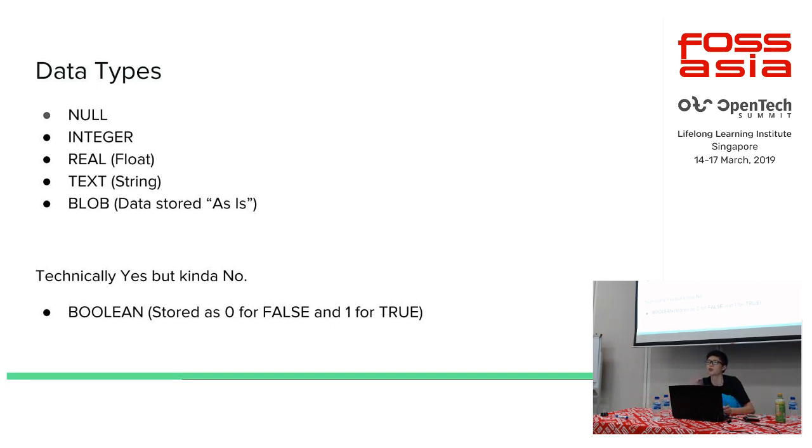Then last but not least, we come to Booleans. So does everyone know how Boolean work? Like true and false? In Python, True, False, right?